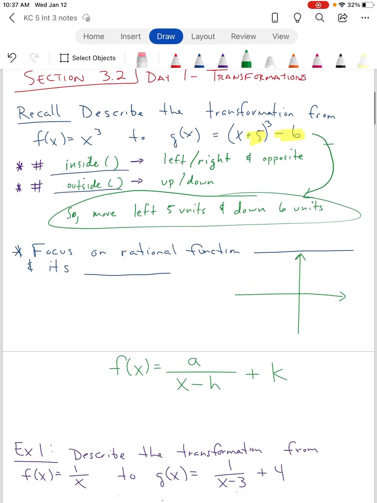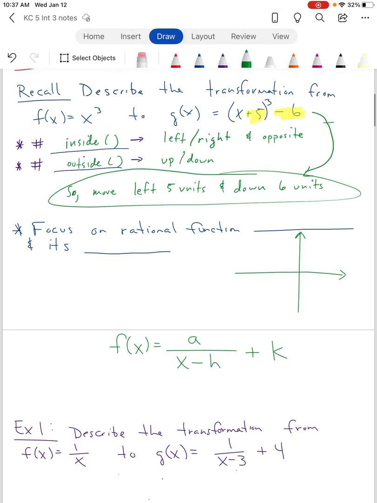Okay, so for this unit, we are going to focus on rational functions, and if you recall, a rational number is a number that can be written as a fraction. That's the easiest way to explain it. So we are going to be dealing with functions that have fractions. And we're going to focus on the rational function f of x is equal to 1 over x and how that graph looks.